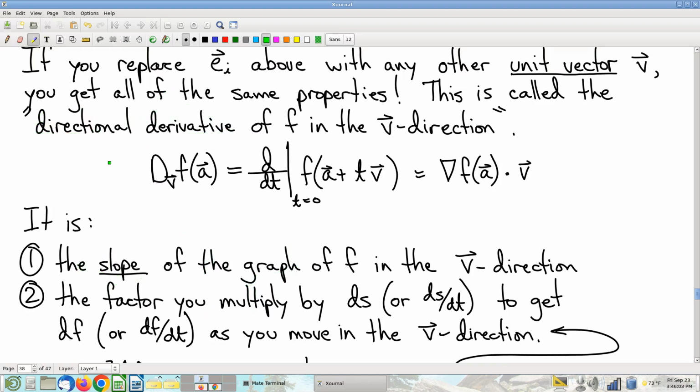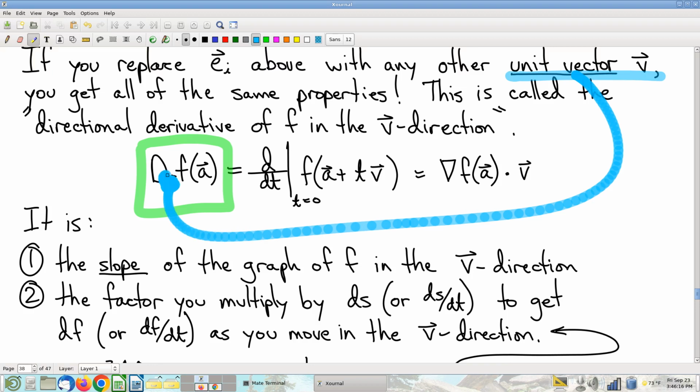Oh, you know what I'm now realizing? I think I didn't comment on the notation here. This is just notation, but this is the notation we use to represent directional derivatives. The unit vector describing the direction in which you're going is just a little subscript. That's all it is.